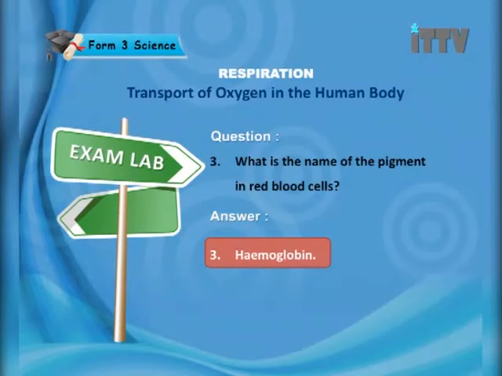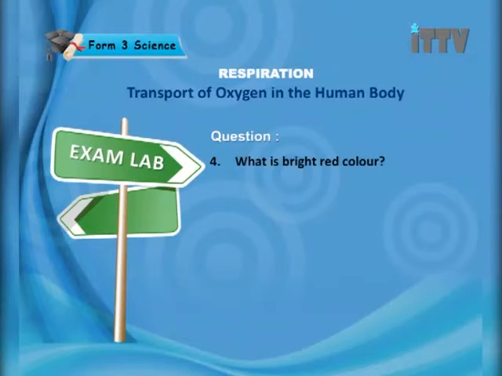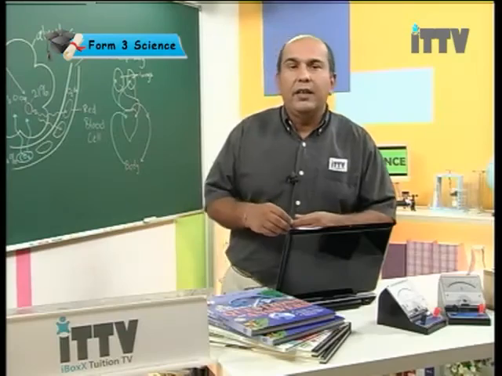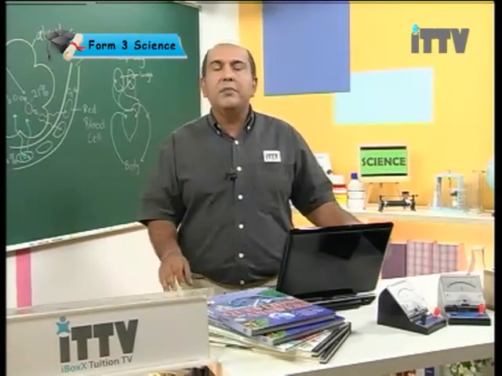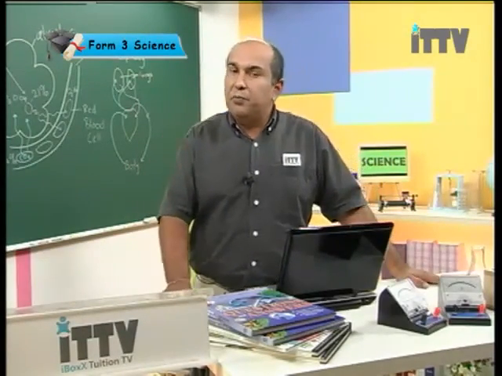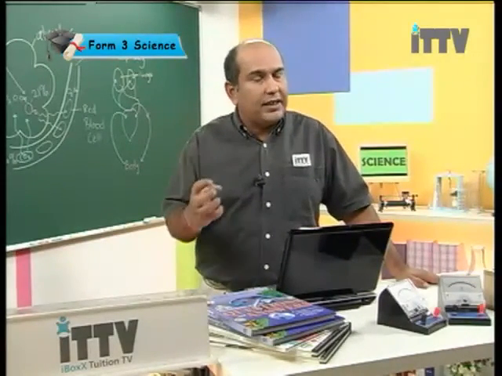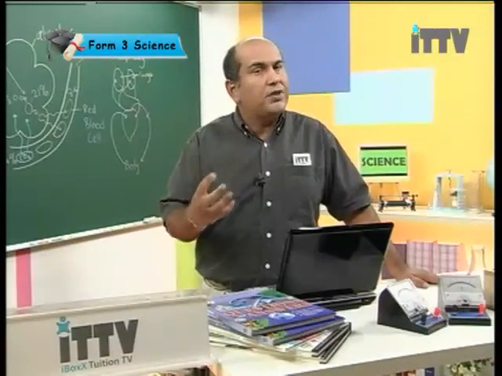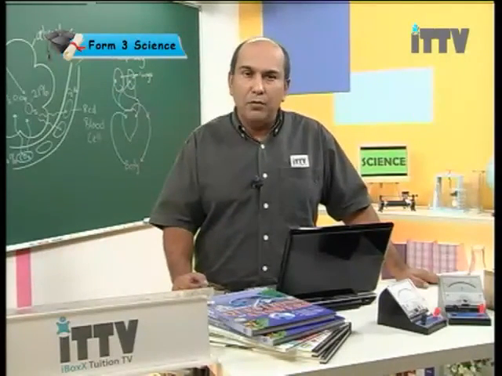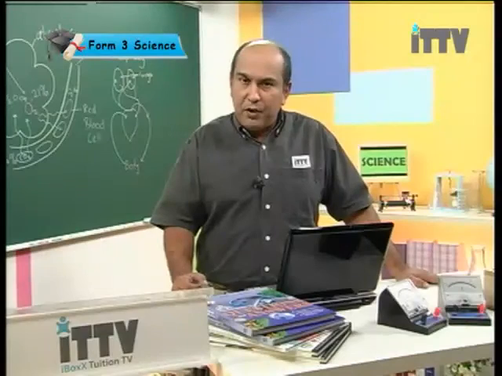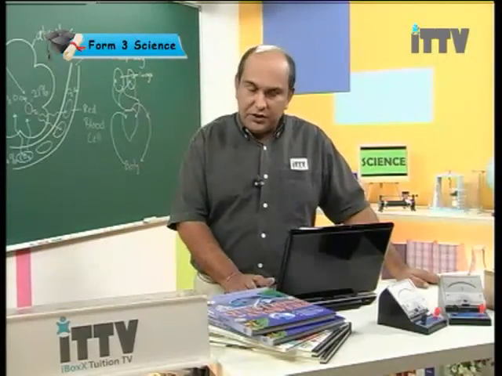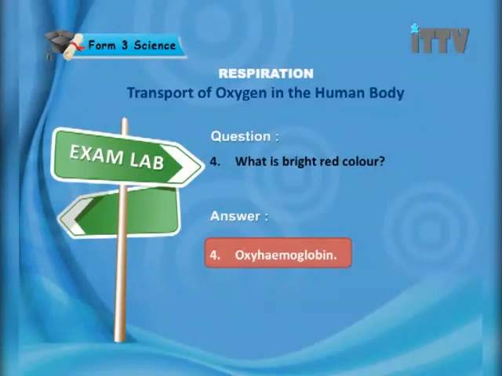Let's try another question. What is bright red color? Remember, we were talking about it. If your blood is dark red, it means there's no oxygen. If it's bright red, it means there's oxygen. The oxygen is connected to the hemoglobin and it forms a special complex molecule. Do you remember the name of the molecule? Let's check the answer. Oxyhemoglobin. So oxyhemoglobin is a bright red color.